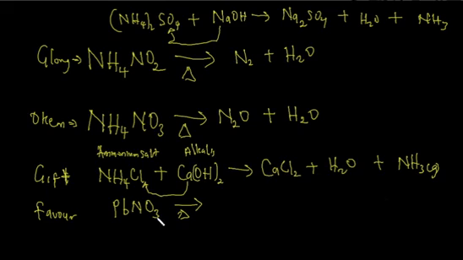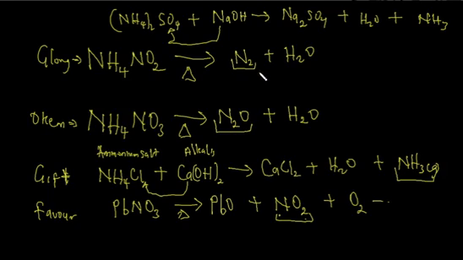Don't be blushing though. It will give us what? It will give an oxide of metal, that's PbO, plus NO2, plus oxygen. Clear? I think I mentioned this in the last class. This is one of the lab preparations of nitrogen oxide. This one is lab preparation of ammonia. This one is lab preparation of laughing gas. This one is lab preparation of nitrogen. Is this clear?